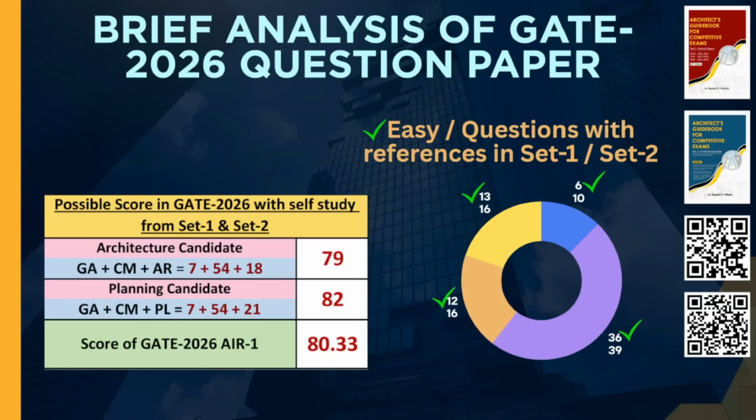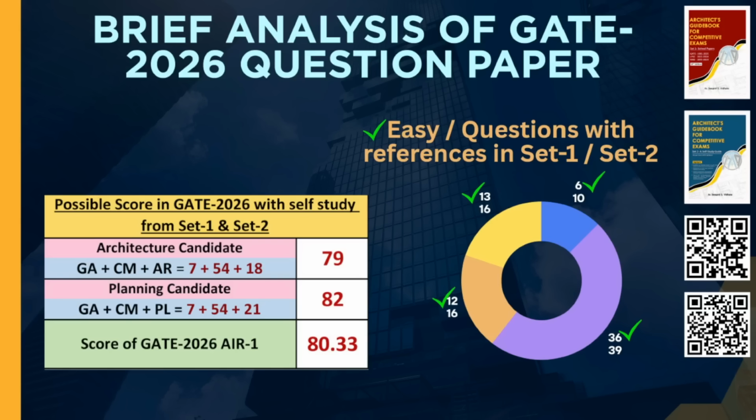And similarly, if there was a planning candidate appearing for this GATE exam, then general aptitude plus common and compulsory plus planning related portion, then 7 plus 54 plus 21, the total possible score could have been 79 and 82 respectively for the architecture and planning candidate. Now, when I have shown the result or the score of AR1, the highest score achieved by a candidate in GATE 2026, it is 80.33.